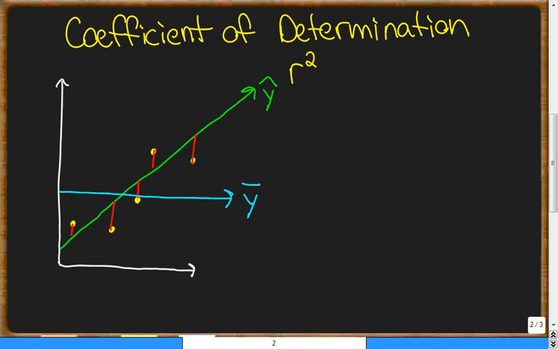Well, if we were to look and say, okay, how good is this at picking stuff out? If we did residuals based off of the mean, we have some very different values.